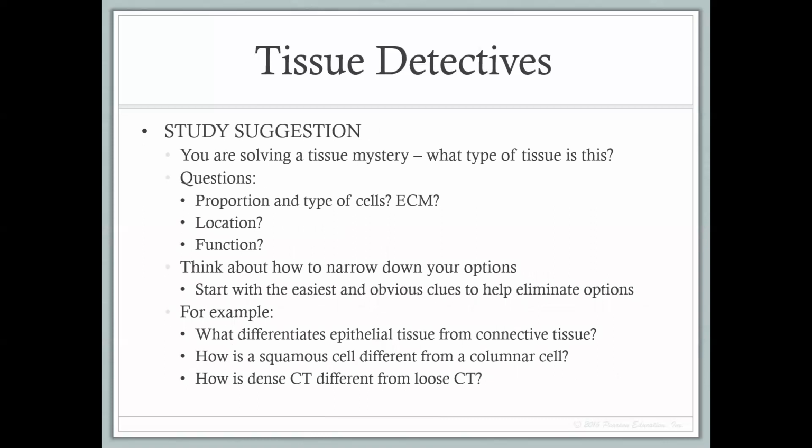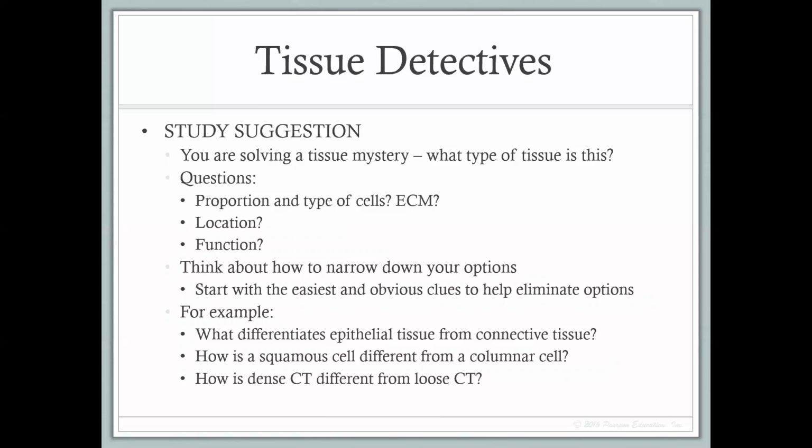Well, remember, this is the framework that you're using when you are going to investigate what tissue you're looking at. So let's just apply the same analogy to now being a tissue detective. You are solving a tissue mystery. What type of tissue is this? You are presented a picture or a description. So the questions, these big picture questions: What are the proportion and type of cells that you are seeing? What is the proportion or type of the ECM, or the ground substance or the protein fibers? What is the location of this tissue? Or maybe you look at what is the basic function of the tissue.